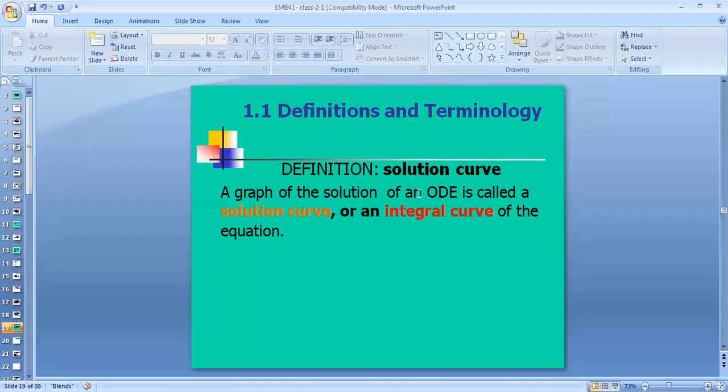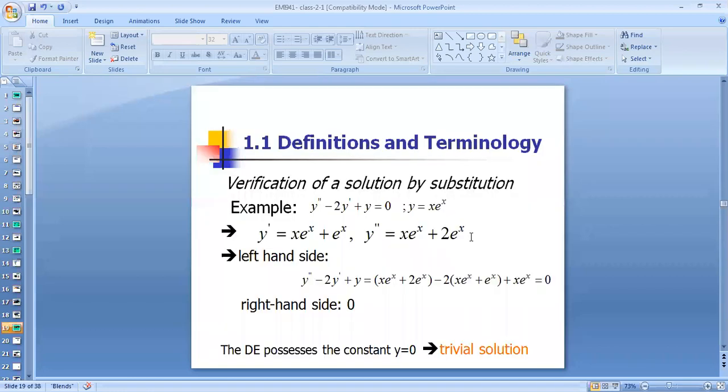Now the definition, solution curve: a graph of the solution of a differential equation is called a solution curve or an integral curve of the equation. Actually, y equal to x times e to the power x is the solution of this second order differential equation, and we have verified it, because substituting all the terms into the left hand side, the equation is satisfied. That means left hand side equals right hand side, verified.